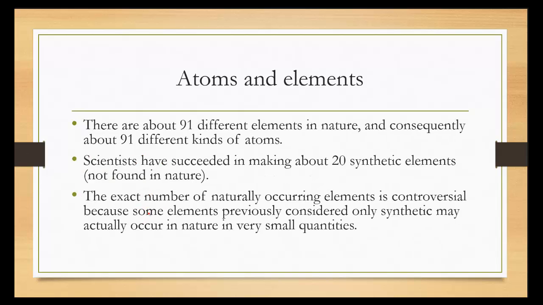There are about 91 different elements in nature, and consequently about 91 different kinds of atoms. Scientists have succeeded in making about 20 synthetic elements that are not found in nature. The exact number of naturally occurring elements is controversial because some elements previously considered only synthetic may actually occur in nature in very small quantities.